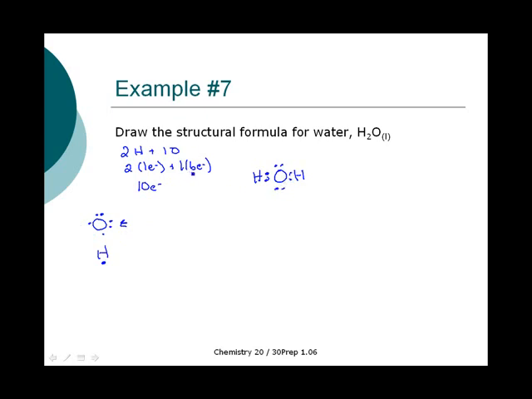Oh, and I made a mistake there. Look at that. 1 O. 6 plus 2 is 8 electrons. There we go. So 8 electrons. There's our Lewis structure for water.